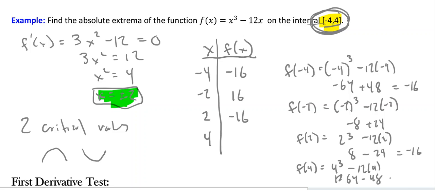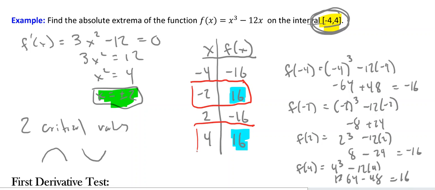So we're looking for the highest and the lowest y values. Well, the highest y value, we have two of them. They tie at 16. So we have two points where we have an absolute maximum, here and here. Both of those are exactly the same height. Notice that one of the absolute maximums occurs at a critical value, and the other absolute maximum occurs at an endpoint.